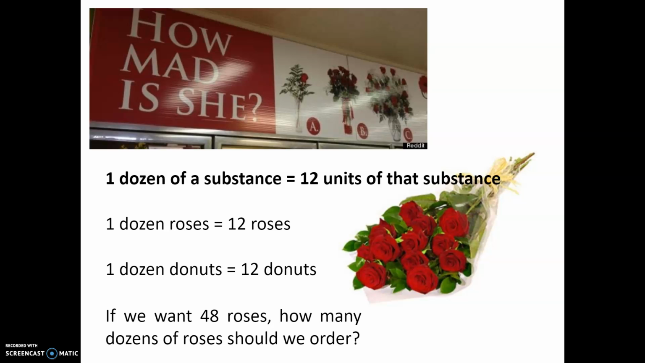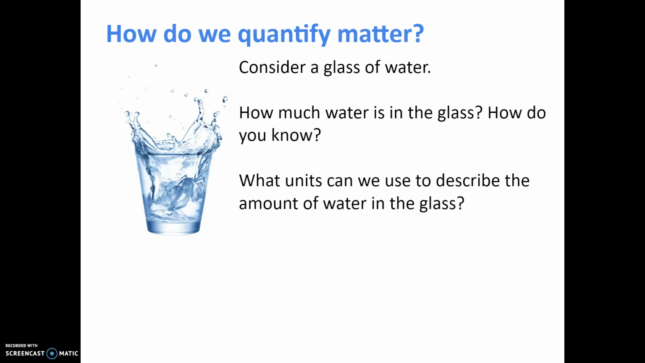So then we can say, all right, if we want 48 roses, how many dozens of roses should we order? All right, so I can take my 48 roses divided by 12 roses in a dozen, and that gives us, we need 4 dozen roses. That would be kind of expensive, but awesome. Okay, so we can just take our 48 divided by 12 to get 4 dozen roses.